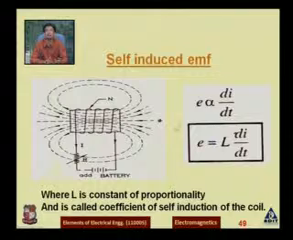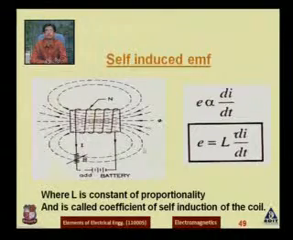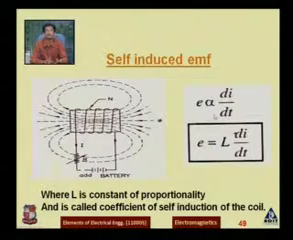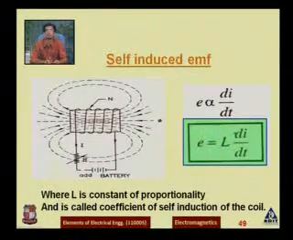That EMF is directly proportional to the change of current, or how fast the current is changing with time. So we can say E is proportional to di by dt. If I remove the proportionality sign, I can write E is equal to L di by dt. L is a constant of proportionality and is called the coefficient of self induction of the coil. You have to remember this equation for solving numericals.